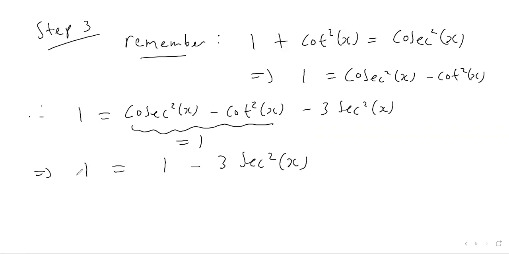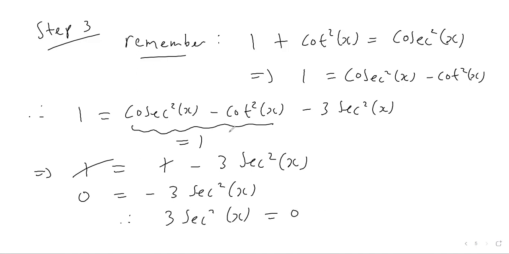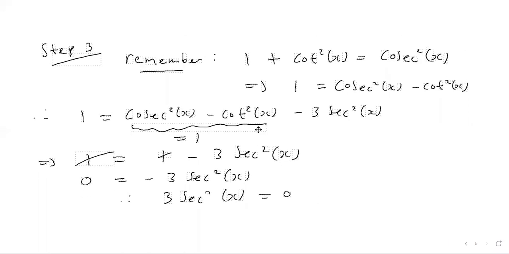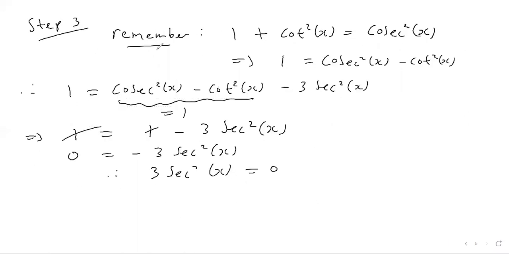The 1's just cancel out. So you get 0 is equal to minus 3 sec squared x. In other words, if you add the 3 sec squared x to both sides, 3 sec squared x is equal to 0. So we get that result just by manipulating that identity. Then, using again the fact that sec is 1 over cos, this is just 3 over cos squared. So 3 over cos squared x is equal to 0. So we get that result there.